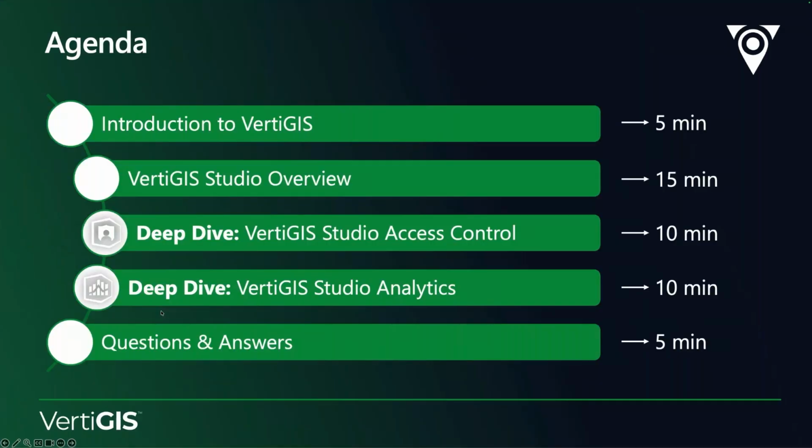And just to give you a quick sense of the agenda we have planned, in case you're unacquainted, I'll give you a brief orientation to VertiGIS, our business, and how we fit in the overall geospatial ecosystem. Then we're going to provide an overview of VertiGIS Studio before we do a deep dive on a couple of the products that we wanted to focus on today. Those are access control and analytics. And then, as I mentioned already, we'll save some time for your questions and answers.